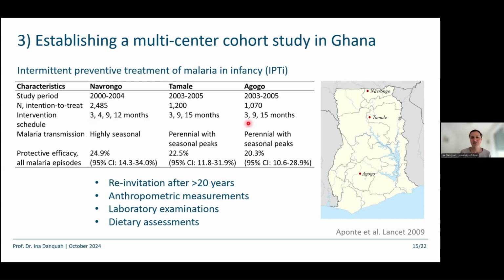You can see that the intervention schedule was very similar across these 3 sites, and that all the sites were malaria endemic areas. So at that time, we were only interested in the protective efficacy of the malaria prophylaxis, which you see here in the last line. But now we are interested in establishing this cohort basically as a model for NCD-related cohorts and nutrition epidemiology cohorts. But of course, we are also interested in linking their previous malaria exposure to current dietary practices and cardiometabolic health.